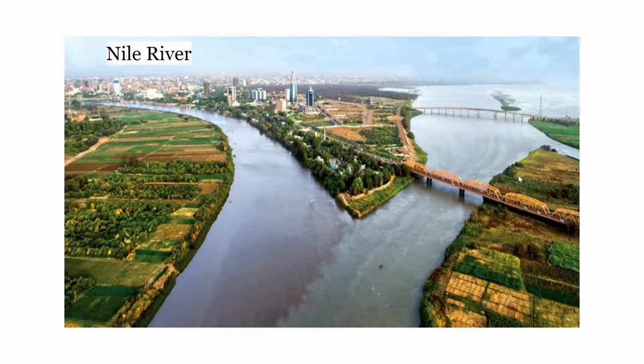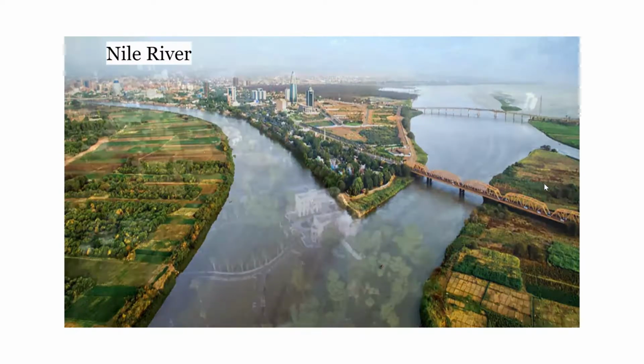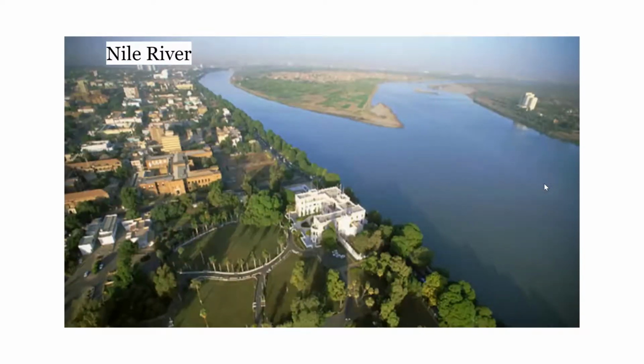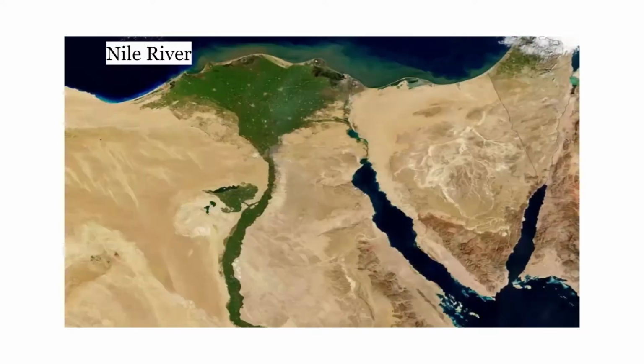This is an image of Khartoum. Khartoum is a very beautiful city. The Nile River empties in the Mediterranean Sea in Egypt.